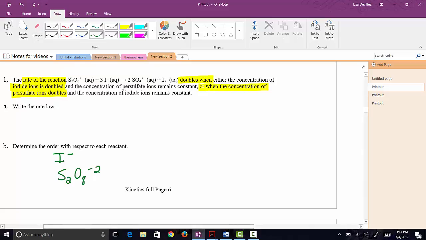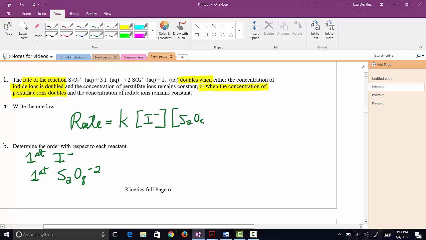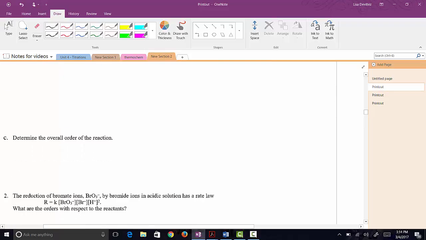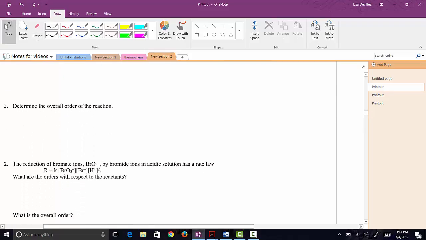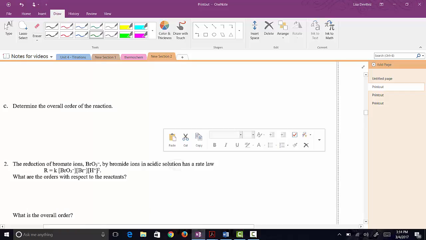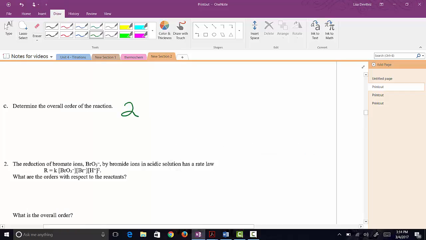in both cases, they are both going to be first order, which means my rate law is going to be rate equals K, then iodide with no superscript, and then S2O8 with no superscript. The overall order, which is down here in part C, is just adding up all of the individual orders of the reactants. In this, I have 1 plus 1, so my overall order would be 2.